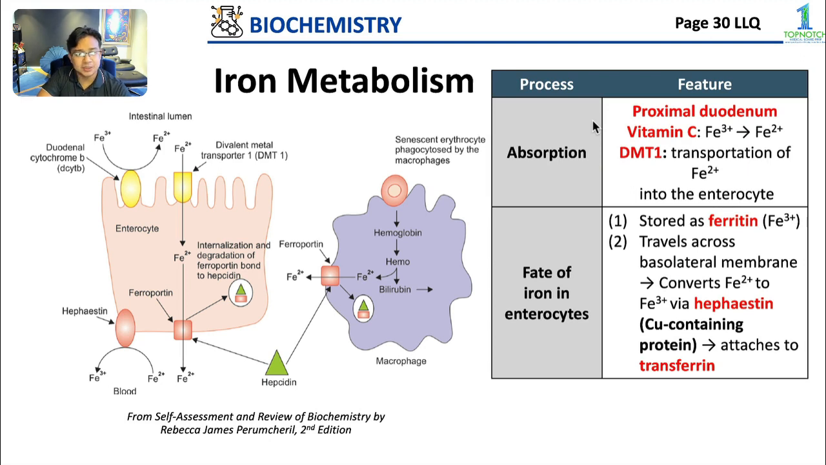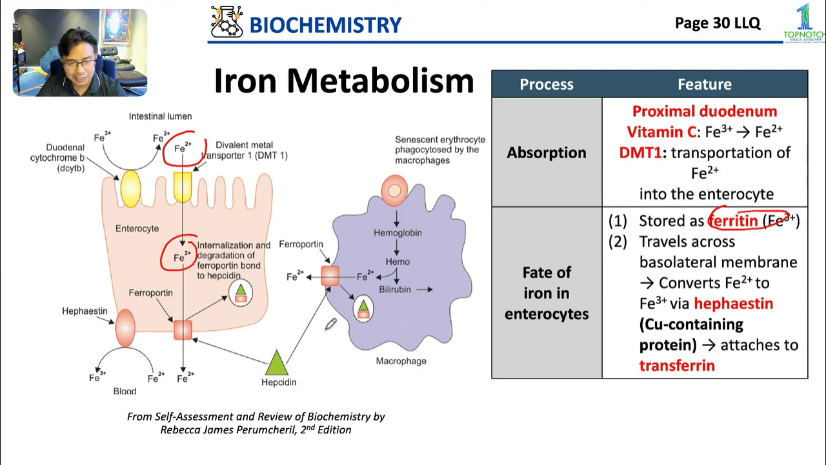Now, ang nangyari dyan, guys, vitamin C must first convert your ferric state into the ferrous state para siya ma-absorb ng ating DMT1, the transportation of your Fe2+ into the enterocyte. Now, what is the fate of iron in the enterocytes? One, they can be stored as ferritin when combined with apoferritin, or they can travel across the basolateral membranes and be absorbed into the circulation.